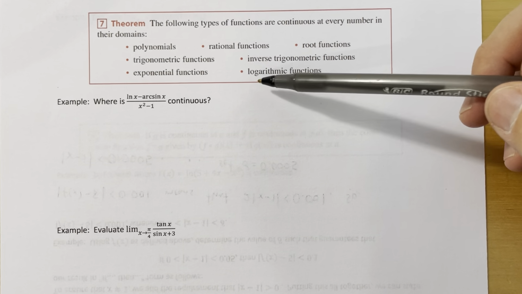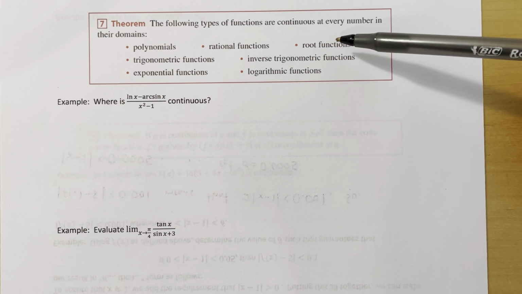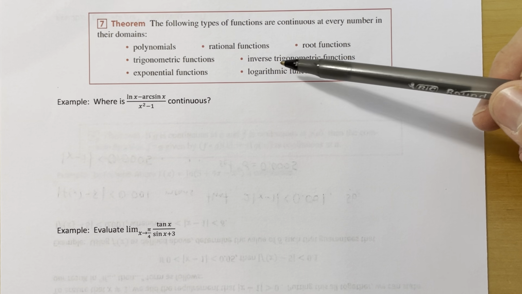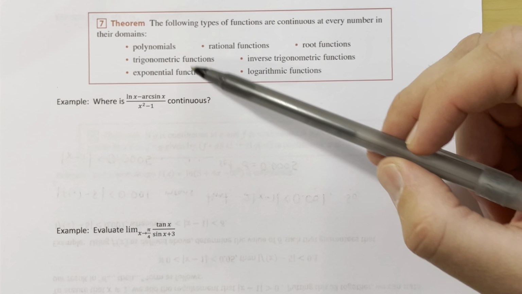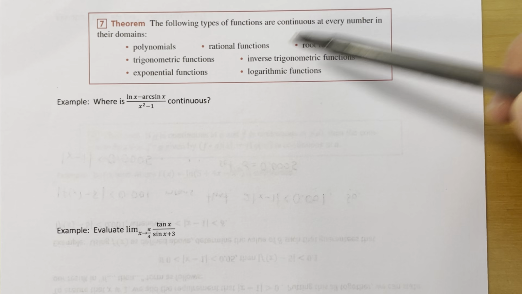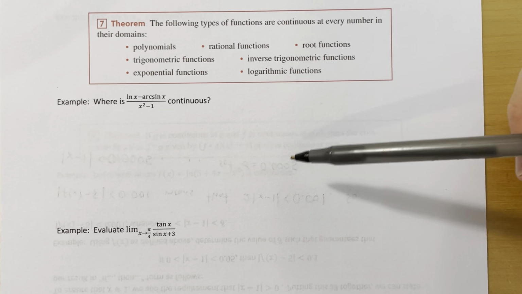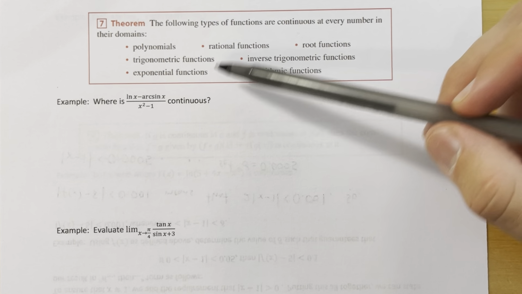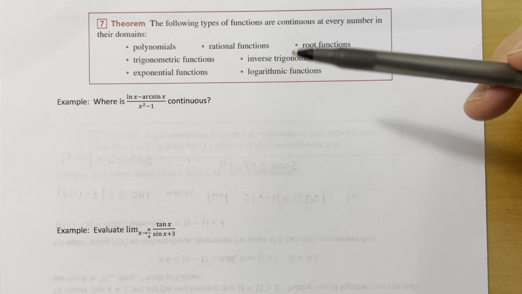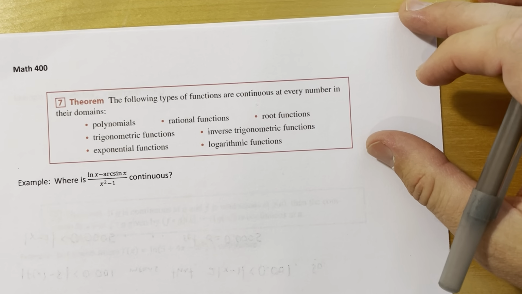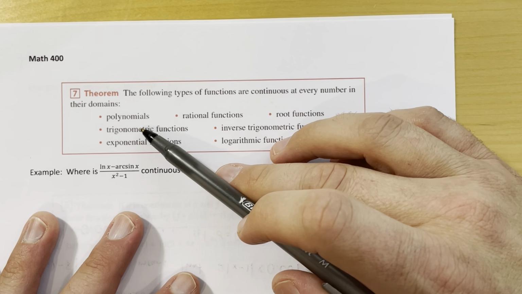You've graphed polynomials, you've graphed rational functions, root functions, square root, cube root, things like that, inverse trig, logarithmic functions, exponential functions, trigonometric. You have seen the graphs of all of these, and you can confirm from when you learned about those graphs that they are continuous everywhere that those functions are defined. Now, I want to be careful with that because I'm not saying that these functions are continuous everywhere.